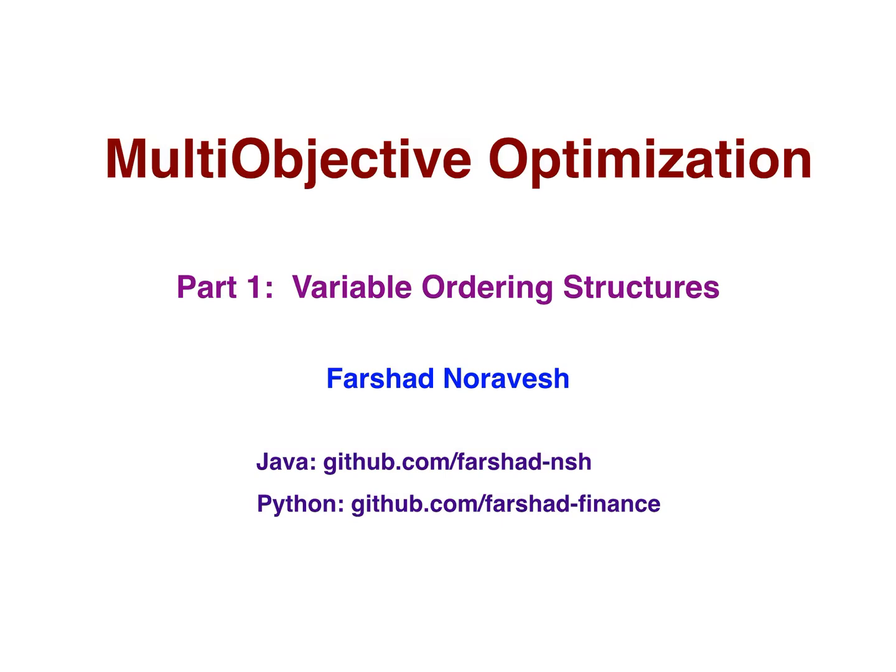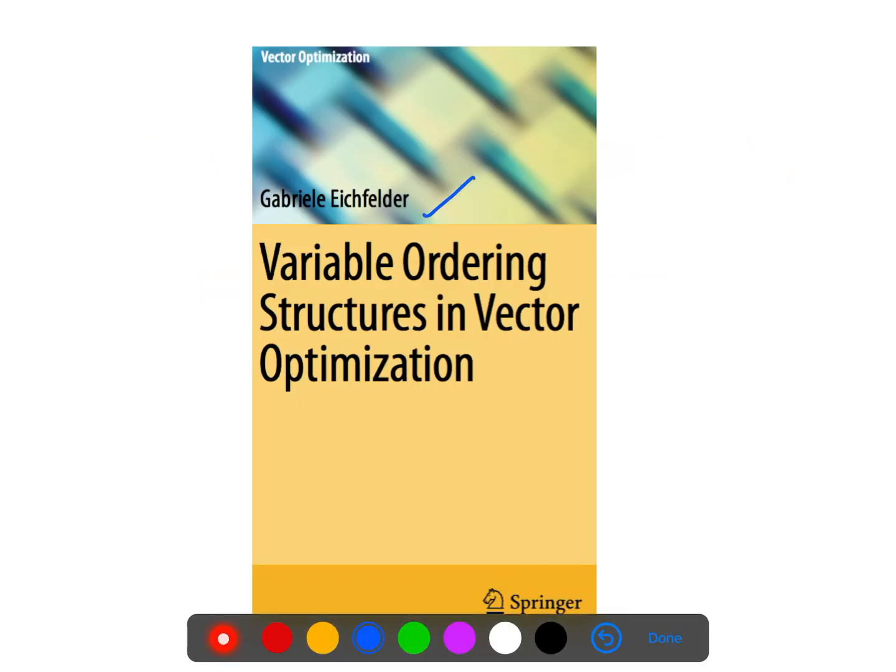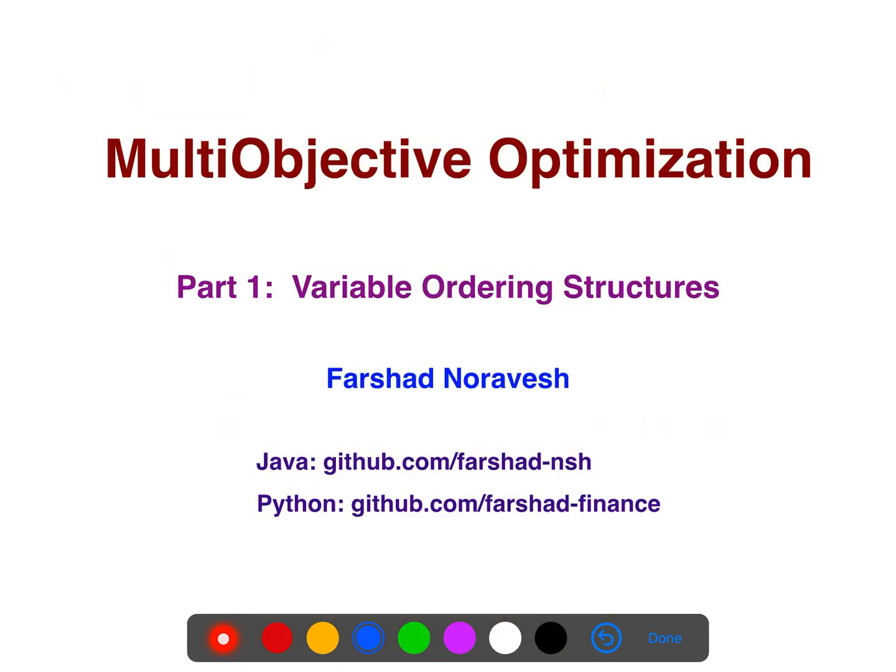All right, so I'd like to review this great book. This is the second book of Gabriele Eichfelder, and it is one of the greatest books on multi-objective optimization. It has a rather general approach to multi-objective optimization, and it includes many different classical algorithms for multi-objective optimization.